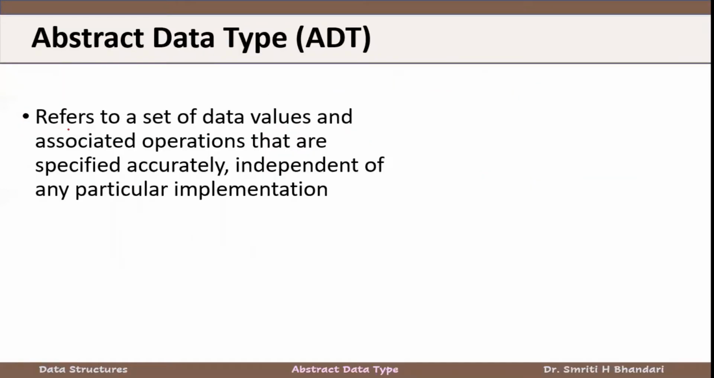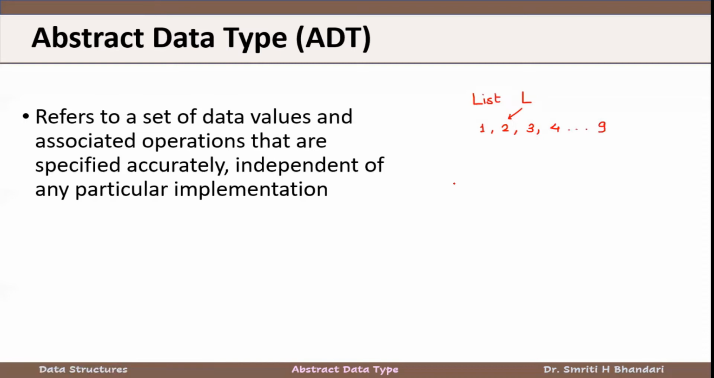Abstract data type refers to a set of data values and associated operations that are specified accurately, independent of any particular implementation. So what does this mean? Let us see one example. Suppose we are having a list, say L, and this list L consists of the data items, say 1, 2, 3, 4, so on up to 9.